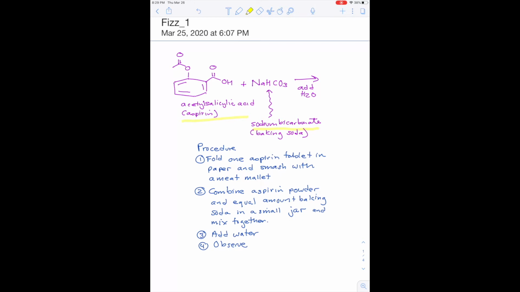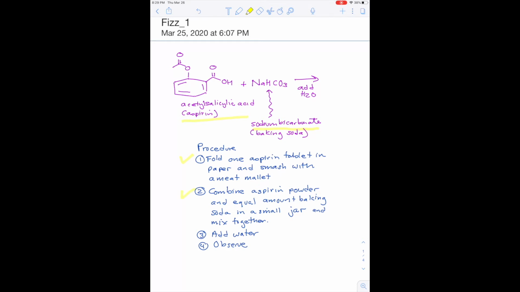And so what we're going to do here is, first of all, you need to grind up the aspirin tablet so that it reacts better. So what I did is I basically folded it in a piece of paper and smashed it with a meat mallet because that's what I had available in my kitchen.